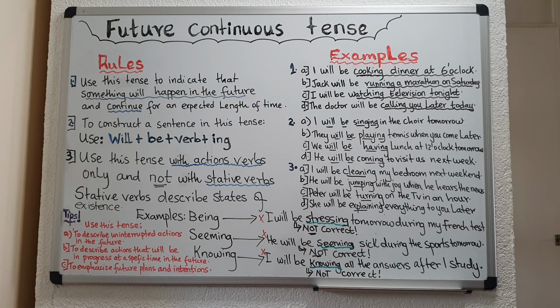Now, this brings me to the last section of this lesson where I'm going to give you some tips, okay? Now, look on the left side of your board at the bottom. Tips. Use this tense to describe uninterrupted actions in the future. So when you plan on doing something and it's going to be uninterrupted, then use the future continuous tense.